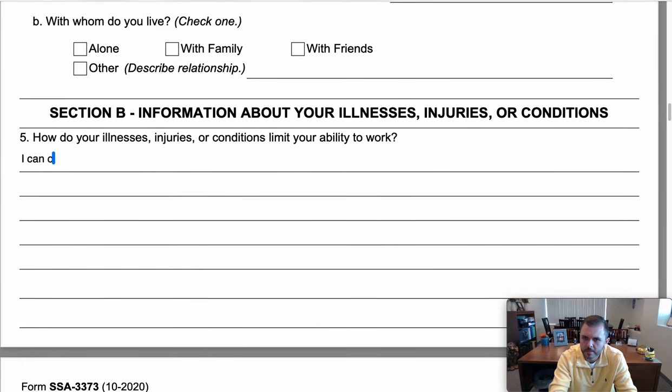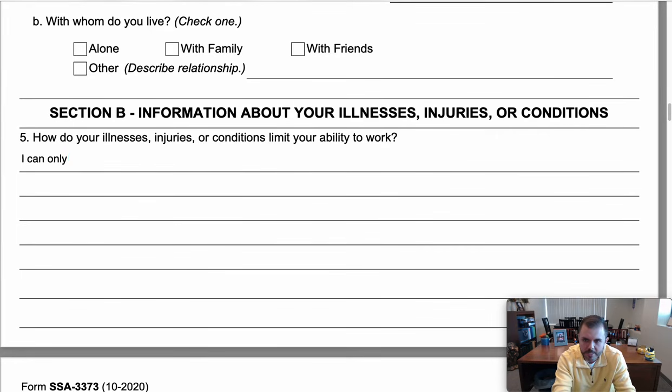Another example. I can only stand for 15 minutes. Well, you don't want to say that because that is too specific. So for example, if you say I can stand 15 minutes on the function report, 6 months later at your hearing, you tell an administrative law judge you can stand for 20 minutes. Social Security is that nitpicky. They will go back and find in your function report that you said 15 minutes, and they'll use that to justify denial, saying that you were contradicting yourself. I know it sounds insane, but it's true.